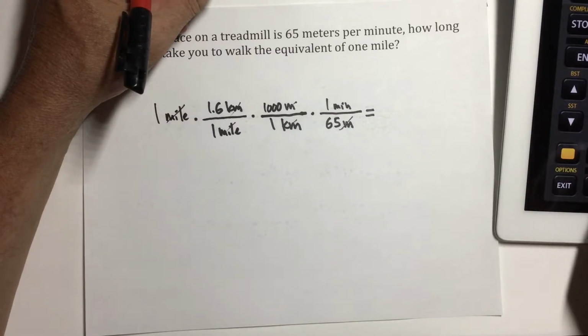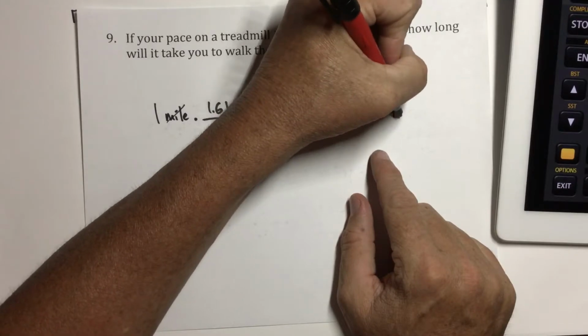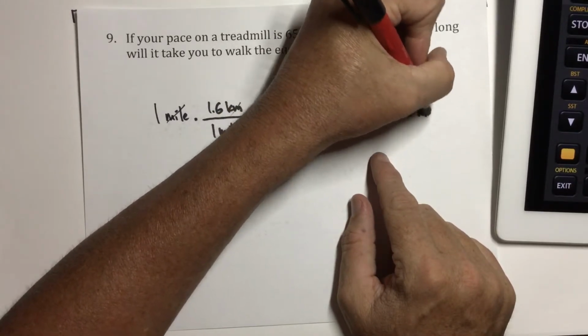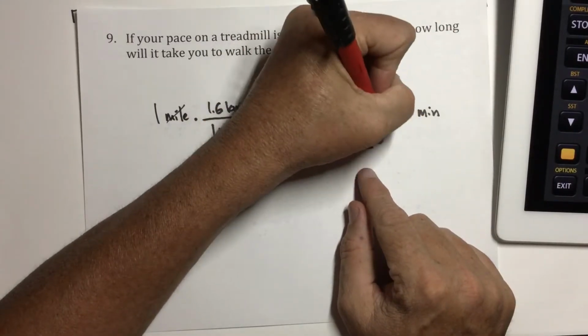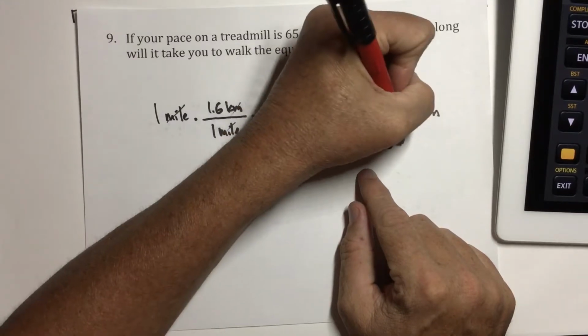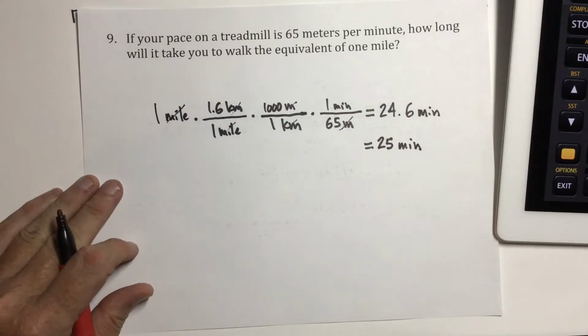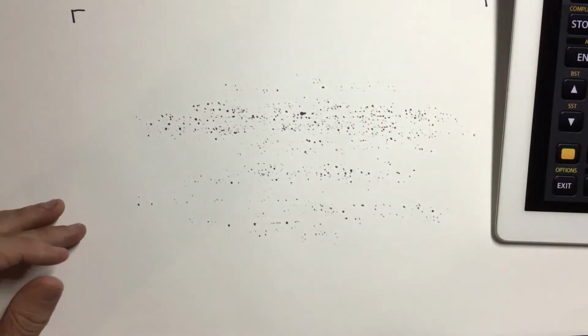So let's see, 1.6 times 1,000 divided by 65 comes out to 24.6 minutes, but I'm restricted to 2 significant figures here, so we'll round that up to 25 minutes. So, walking at 65 meters per minute, it would take you 25 minutes to walk a mile. All right, there we go.